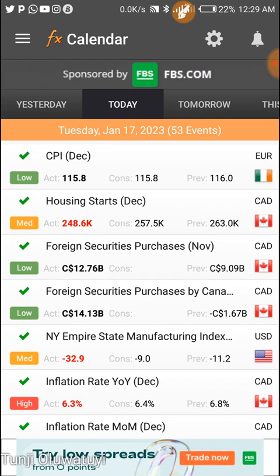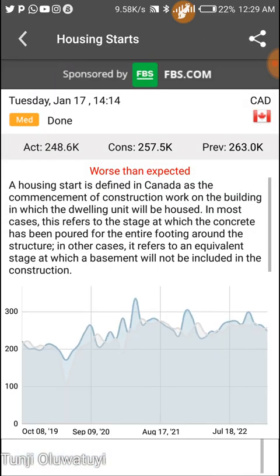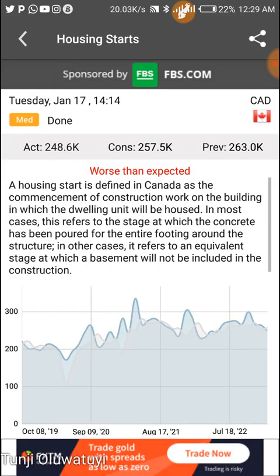Now, for you to take a look into what is actually happening there, all you have to do is just tap that. When you tap that, it simply brings you this: a housing start is defined in Canada as the commencement of construction work on the building in which the dwelling units will be housed.